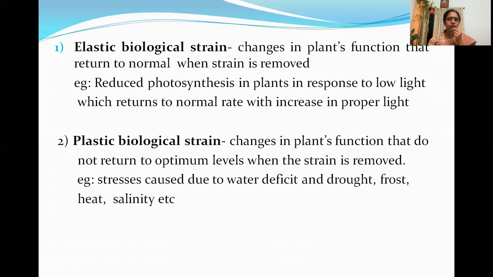Then plastic biological strain. Plastic biological strain is the changes in the plant's function that do not return to normal level even after the strain is removed. Even after the strain is removed, it will not come back to normal. The name itself indicates plastic: it can neither expand nor come back to the normal level. That is why it is called plastic biological strain. Examples are stresses caused by water deficit, prolonged drought, frost, heat, or salinity, where the exposure is for a very long period. Then it is a plastic biological strain.